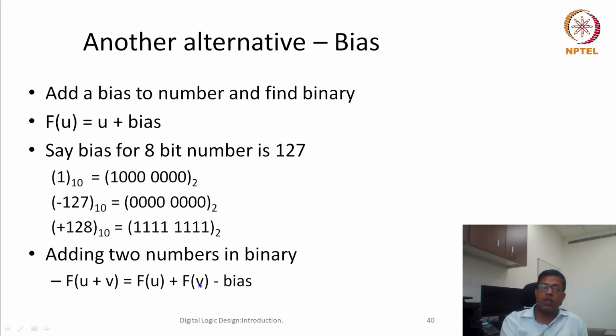So if I want to add two numbers, I need to finally subtract bias out of it. So this representation using biased method, even for addition or subtraction, in case of subtraction I have to add bias, in case of addition I need to subtract bias, then only I can get actual addition or subtraction.